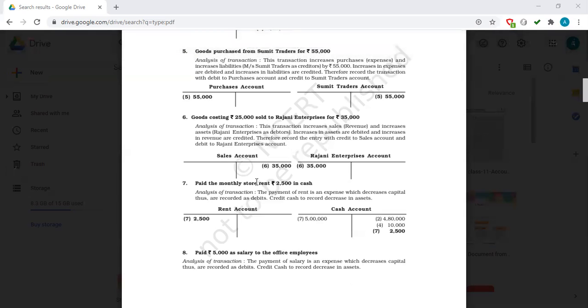Paid monthly store rent rupees 2,500 in cash. See students, whenever the word paid comes, it means we had already given cash, and cash is a current asset, right? Always remember, again I am repeating, whenever the word paid is given, suppose your transaction would be like this: paid the monthly store rent rupees 2,500 and no word cash was there, then also you have to assume it is a cash transaction.